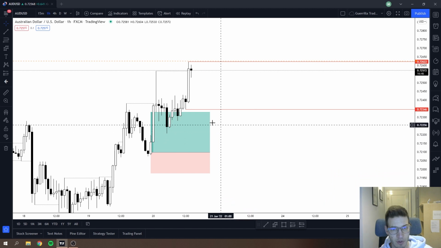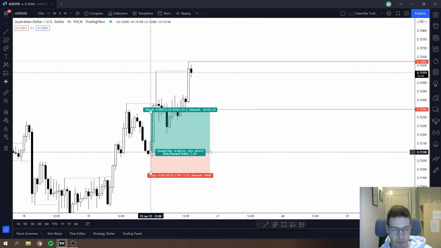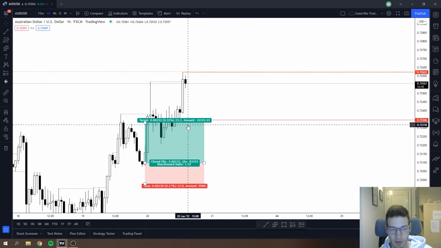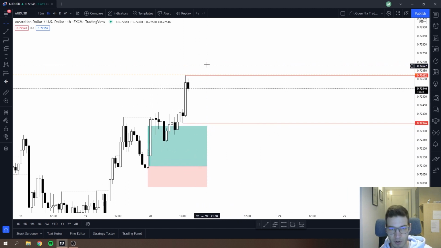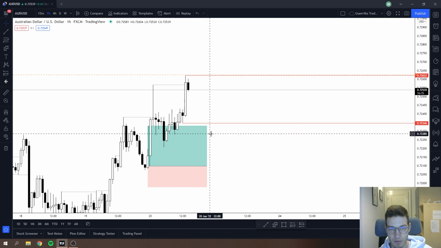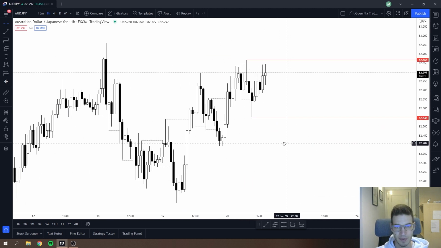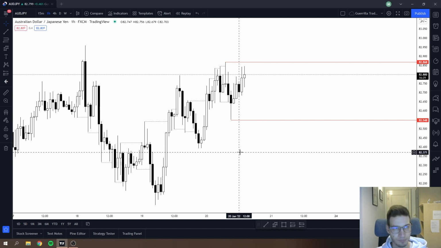So yeah, for the Aussie, I'm currently in a long trade. This was a very clean setup, a textbook trade for me. I have locked in some profit, and I'm looking for a scale in or the price to reverse and take me out. So we will see what happens. And now for the Aussie and the Japanese yen.